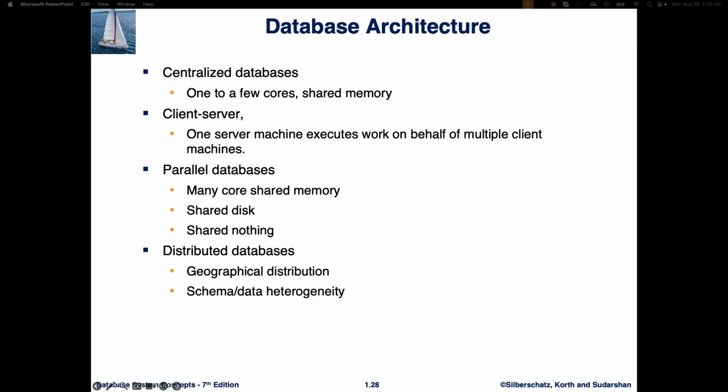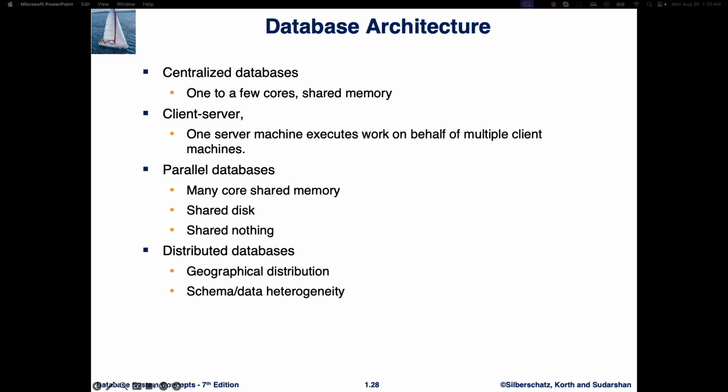Centralized databases. In centralized database architecture, all the data is stored and managed in one single system, often within one computer with one to a few cores and shared memory. All database operations are performed on this central system. It simplifies management and data control, but can become a bottleneck as the demand increases. A small business using a single server for all its data storage and processing needs is an example of a centralized database.